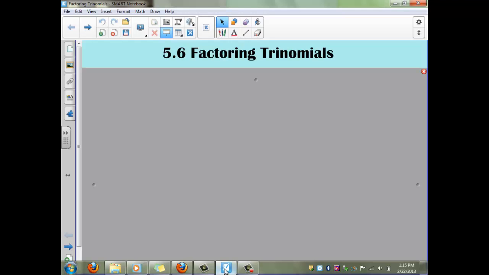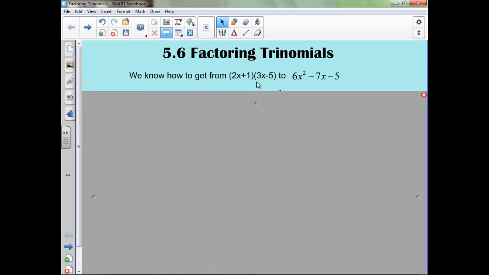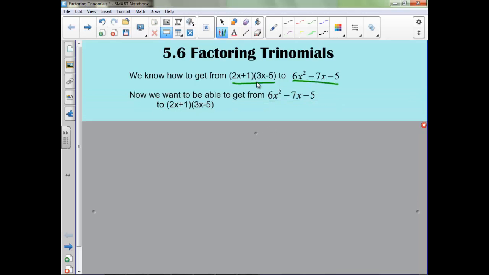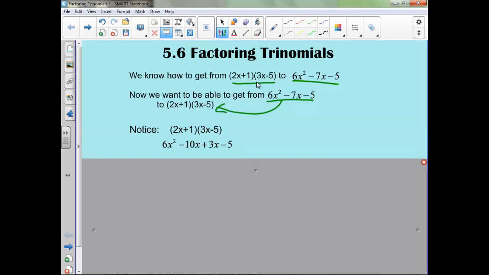Section 5.6, Factoring Trinomials. To start, when we are given two binomials to multiply, we know we can get from here to here. Now we want to be able to start with our trinomial and get it into two factors, or two binomials, that are getting multiplied together. Notice when we multiply it out, before we combine our like terms, we would get this polynomial.